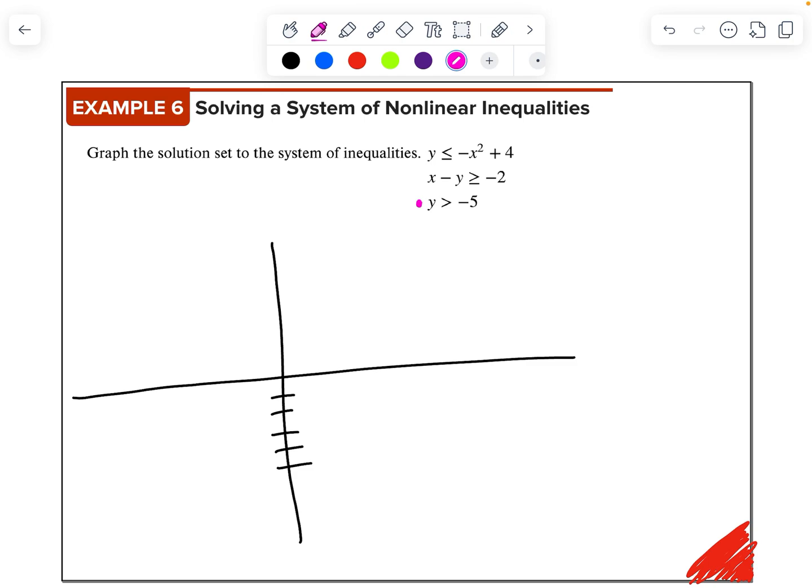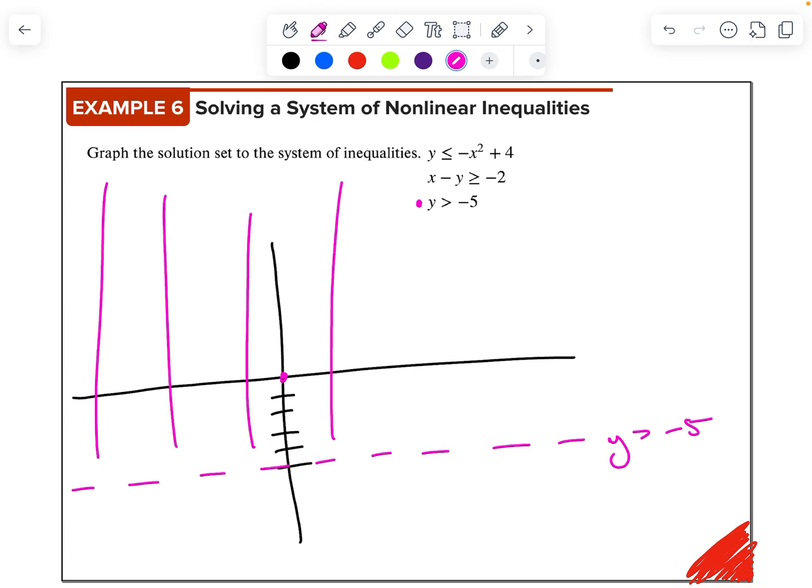Remember, y equals a number is just a horizontal line. And since it's strictly greater than, not greater than or equal to, I'm going to have a dashed line. y greater than -5. And if I test the point 0, 0, it will work. So I'll shade above that. Again, I'm just getting a general idea. I'm going to erase this pink shading later once I get my other graphs on here.